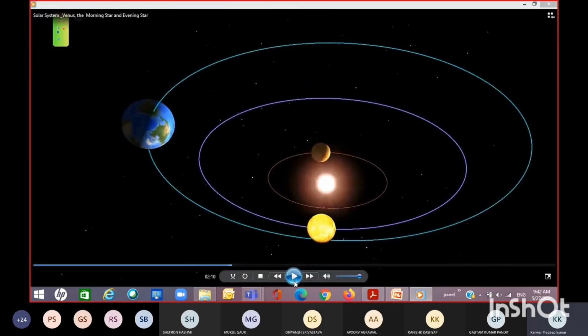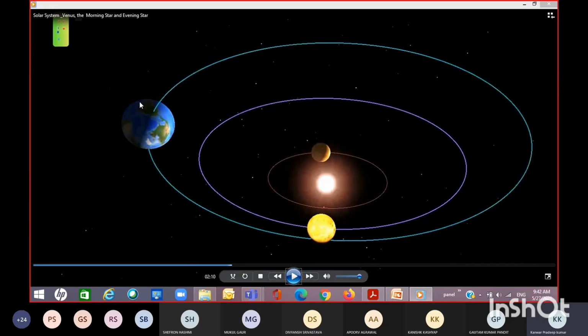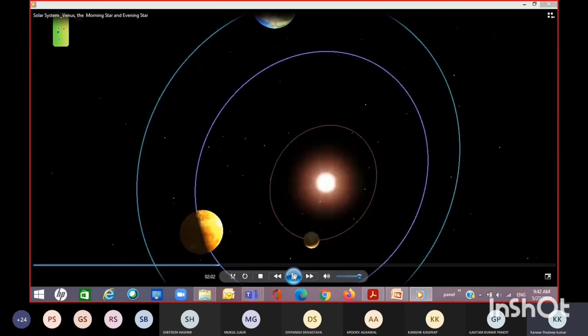Notice the day and the night and the phases of the planets. See here, Earth, this is day, this is night. Mercury, see the phase of Mercury, visible as a crescent. A few seconds back, there was a phase of the Venus. See this one on the left. Venus is also having phases like the moon. The whole planet is not illuminated.